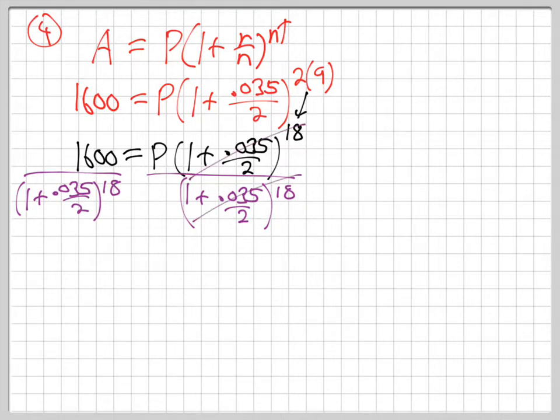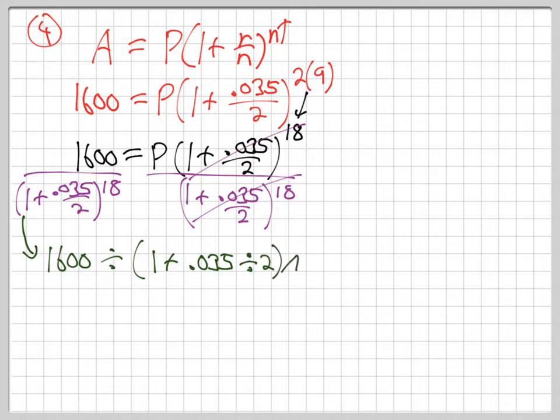And then we've got to do all of that on our calculator. How do you do all that on your calculator? Well, there's a lot of ways, but let me give you what I would do. I would just start with the top, 1,600 divided by, and then you're going to go parenthesis, 1 plus 0.035 divided by 2, forgot the 2 in there, divided by 2, parenthesis, to the power, 18, equals.